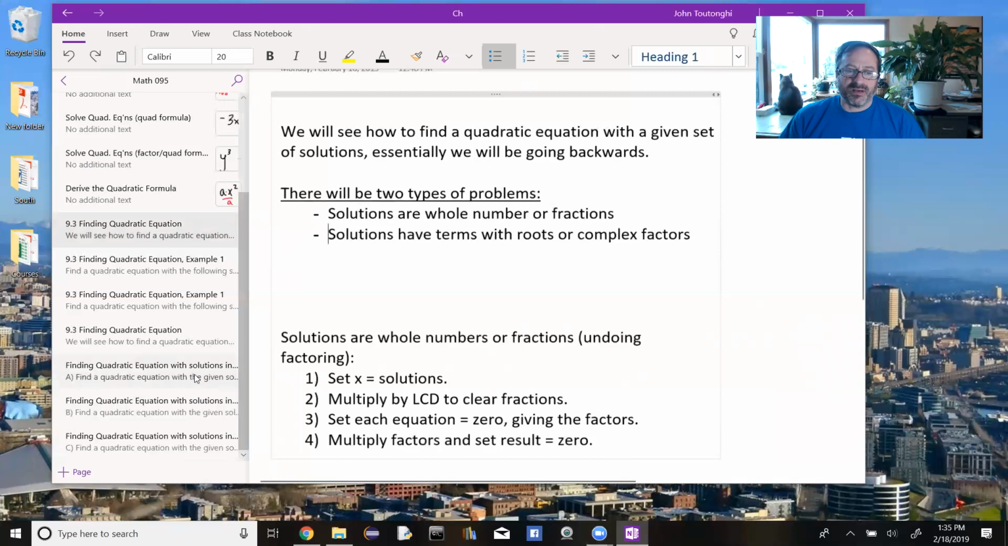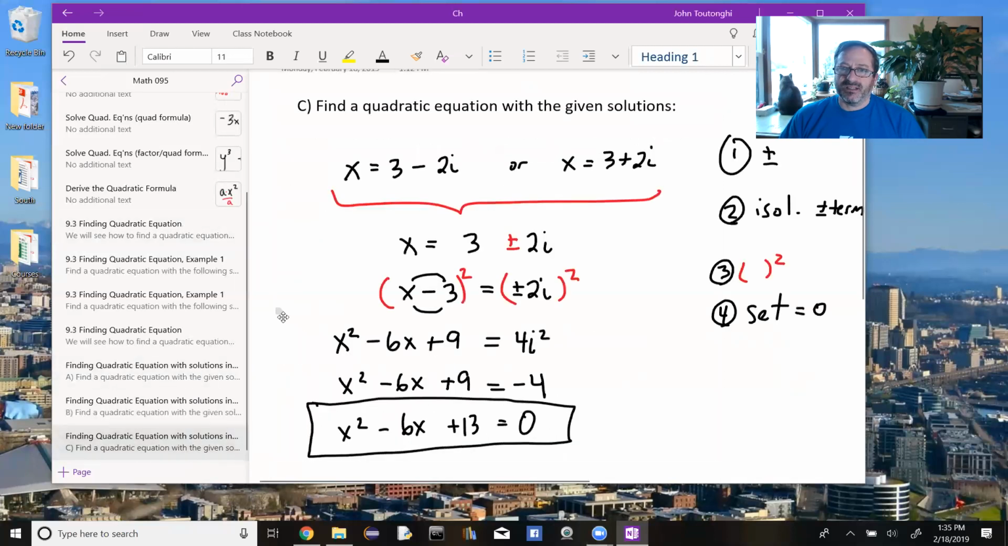I'm going to go back to the last problem we did, just in case someone didn't have a chance to catch it, and you can pause the video so you can see that whole thing.